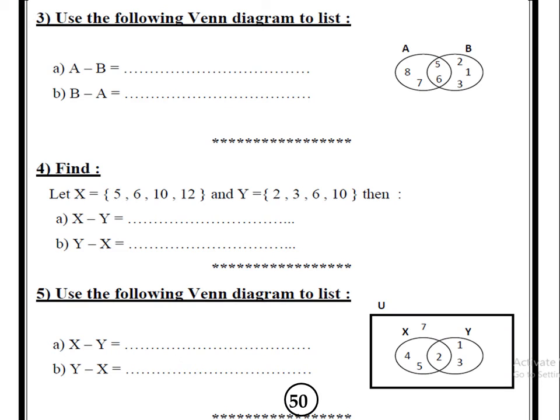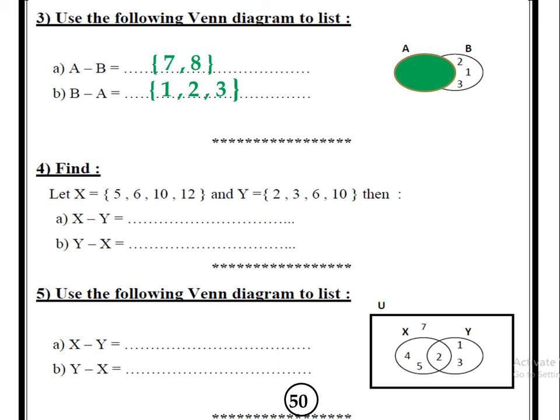Okay, let's open our booklet, page 15. Question number 3, they are asking you to use the following Venn diagram to list. Here we have the set A and the set B. Set A has the elements 5, 6, 7, and 8. Set B has the elements 1, 2, 3, 5, and 6. As we said before, using the Venn diagram is much easier in solving our questions. So for A minus B, I'm going to cover the set B. What's left is 8 and 7. Next, B minus A. This time I'm going to cover the set A, so what's left is 1, 2, and 3.